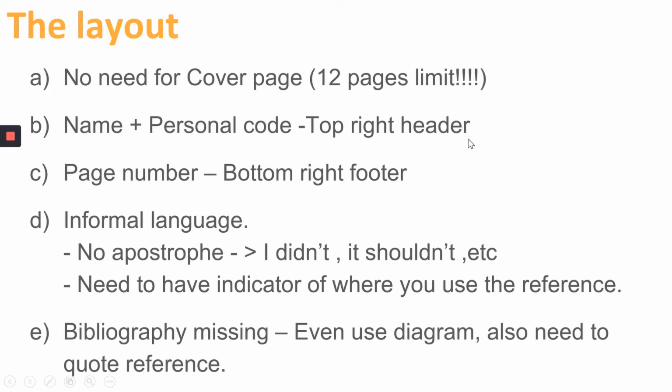When you submit the final draft, you should remove your name and just keep the personal code. But when you're writing a first draft, perhaps you can put it in there. And it is always useful to include the page number at the bottom right. You can place it in the footer.